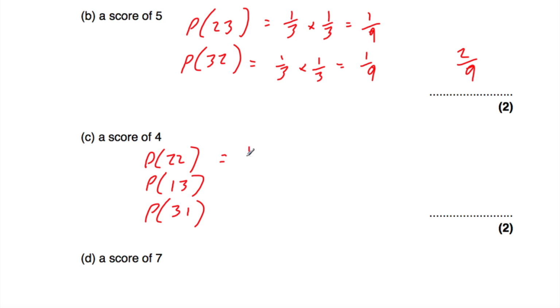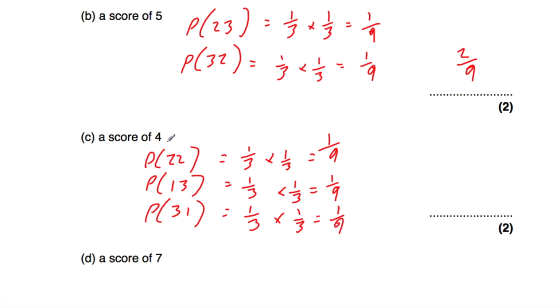A 2 and then a 2, that'll be a third multiplied by a third, which is 1/9. The probability of getting a 1 and then a 3, that'll be 1/3 multiplied by 1/3, because the probability for each of those is a third. Multiply them together would be 1/9. And the probability of getting a 3 and then a 1, so the probability of getting a 3 would be 1/3, multiplied by the probability of a 1, which is 1/3, and when we times them together, we get 1/9.